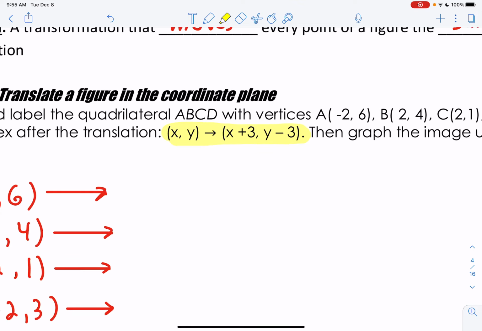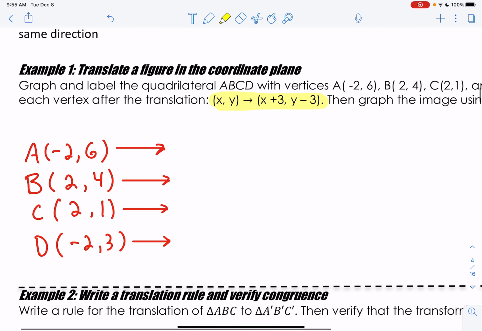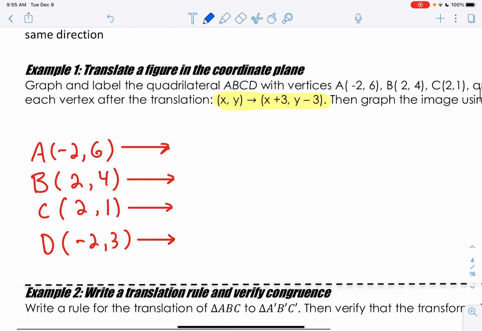So again, I've gone ahead and taken all of my coordinates and written them down here. So I'm not even going to look at this on the graph yet. I'm going to do my rule first and just apply these rules. Now remember, when we get a new point, A is going to become what we call A prime. It's just an A with a little apostrophe right there. Okay, so again, it's showing you that it's not the same as A, but it's coming from A. And again, my rule here is x plus 3 and then y minus 3.